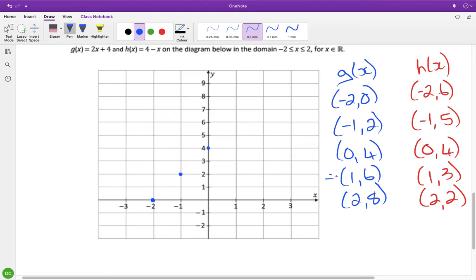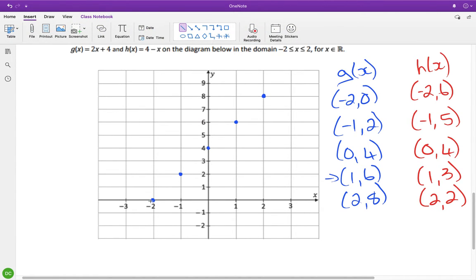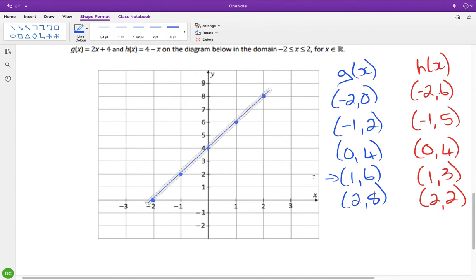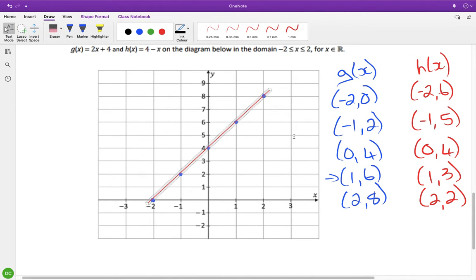I'm on to this one here now, so start in the center, go right 1, and up 6. And the last one, start in the center, go right 2, and go up 8. Okay, and then we should be able to draw a line between them. There you go. And then we'll do the red one.